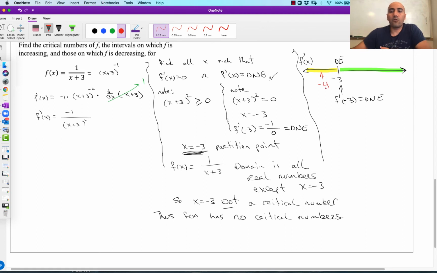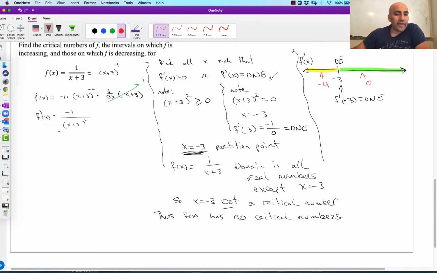We can pick -4, for example. And over here, well, why not pick a nice convenient value? Could be -1, -2. How about 0? 0 is a nice convenient value. And we plug them into our derivative as a test value. And remember, all we really care about is whether the derivative is going to be positive or negative.